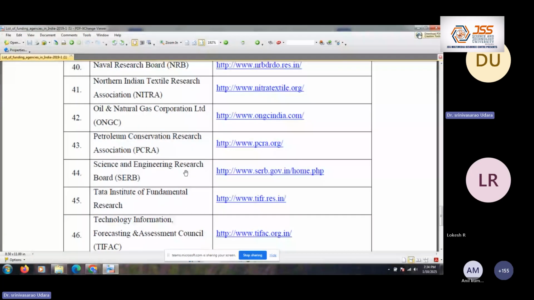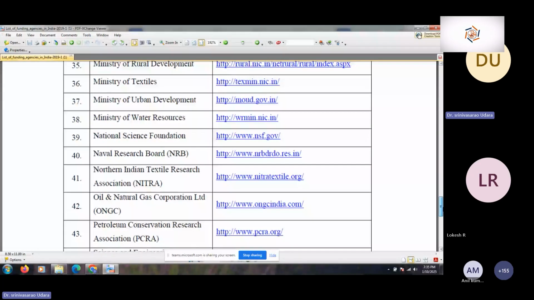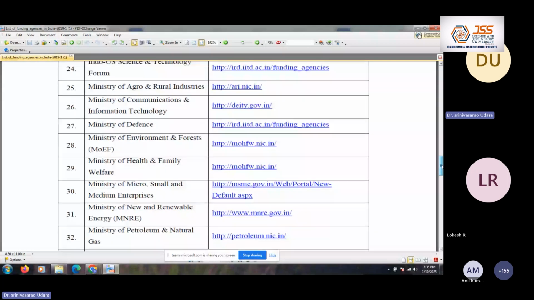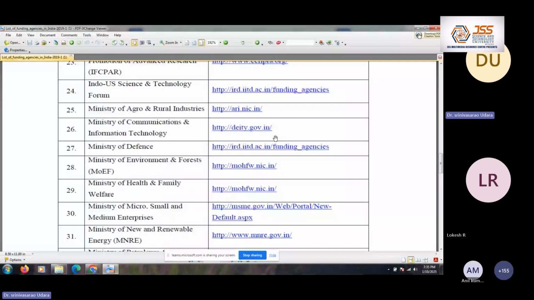Better you first sign up and create the account, and whenever they call for proposals, you can upload the proposal. It is good. Even sometimes UGC also will call for proposals on nanotechnology. So you go through all these websites. You will get a lot of information about the funding and all.